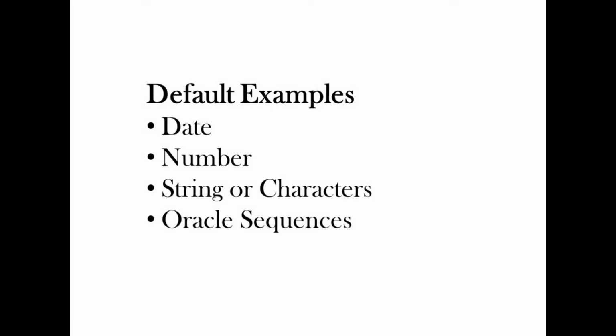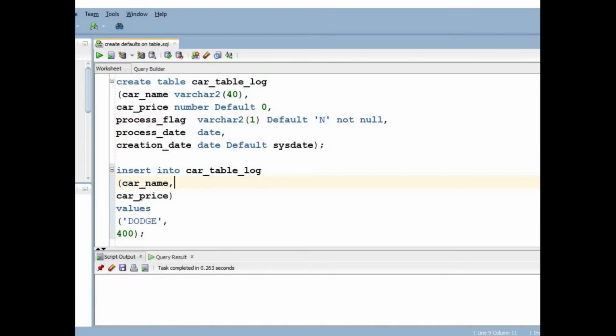Now let's go over to Oracle SQL Developer. Here we have our create table statement. We're going to create a table called car table log. We're going to give it a car name with a varchar 2 and a car price, and you can see I set this default to 0. So if I don't enter a car price, it's going to give it a 0 value. I'm going to have a process flag with a default of N, also making this a not null as well, with a varchar character 1. And I've got a process date and a creation date, and I'm defaulting this as the system date, whatever the current date is for the system. So I'm going to go ahead and create the table.